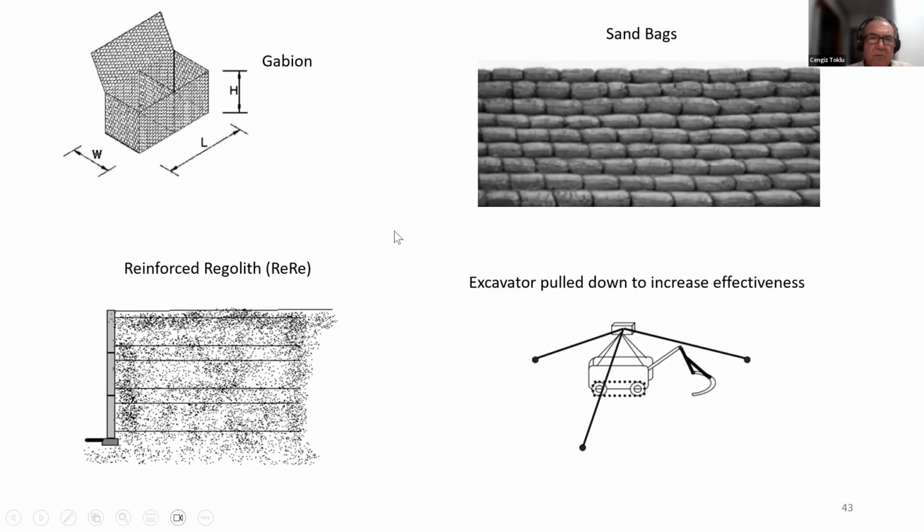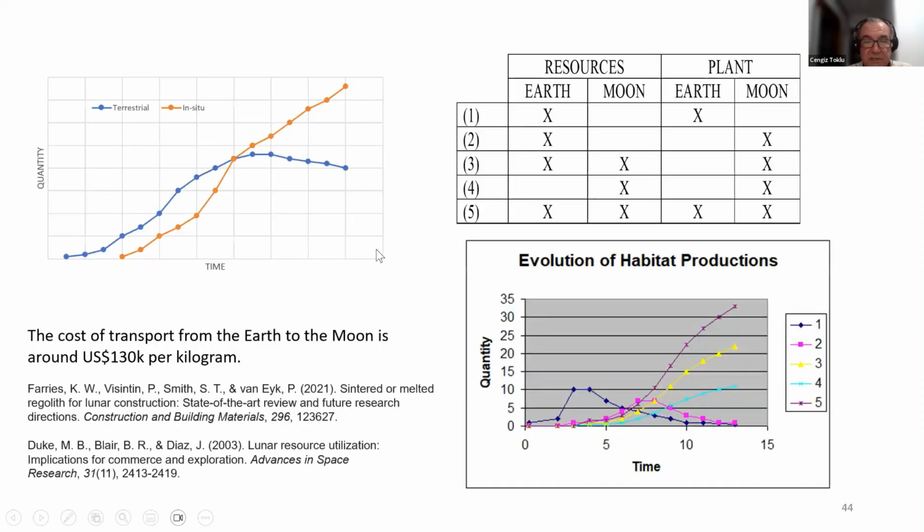And for regolith, first of all, we will use it as it is, because we will not have any plant to elaborate it. We will use, for example, gabions. We will use sandbags, or perhaps we will make reinforced regolith, as I call it, with the abbreviation RIRI. So these are the ways of using regolith in the first stages.